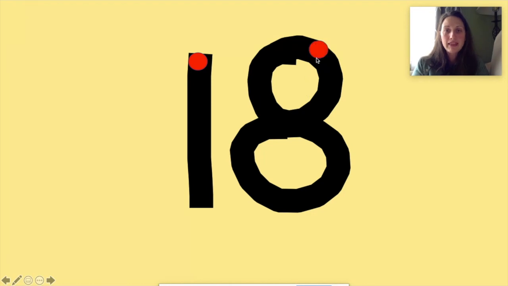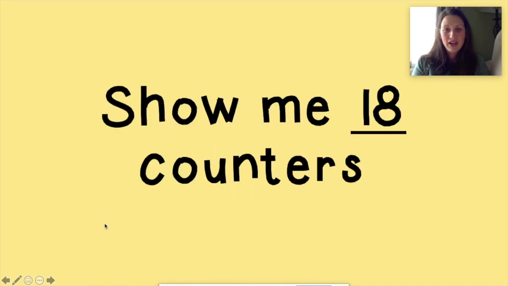And when we make the 8, we start at the top. We first make the letter S, and then we close it up. So we like to say, make an S and close the gate. And that's how we make a 1 and an 8 for the number 18.